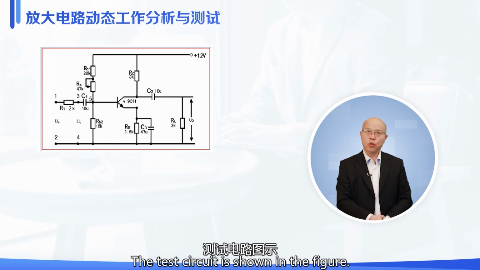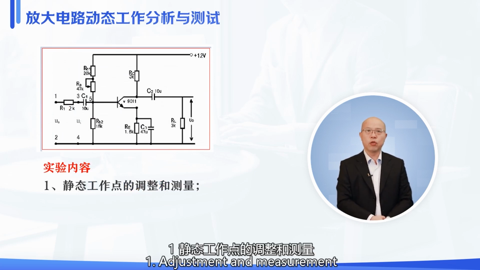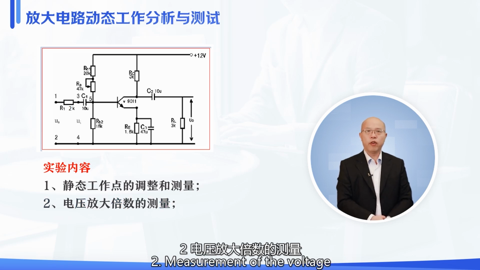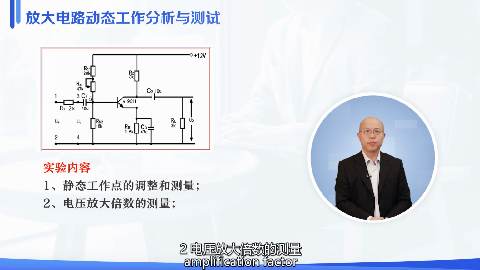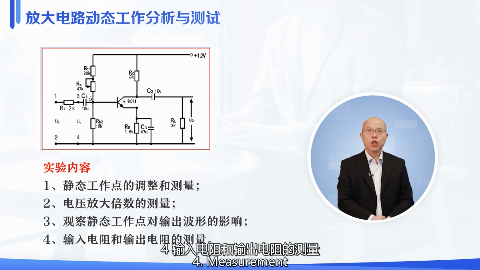The test circuit is shown in the figure. Experimental content. 1. Adjustment and measurement of the static working point. 2. Measurement of the voltage amplification factor. 3. Observing the effect of the static working point on the output waveform. 4. Measurement of input and output resistance.